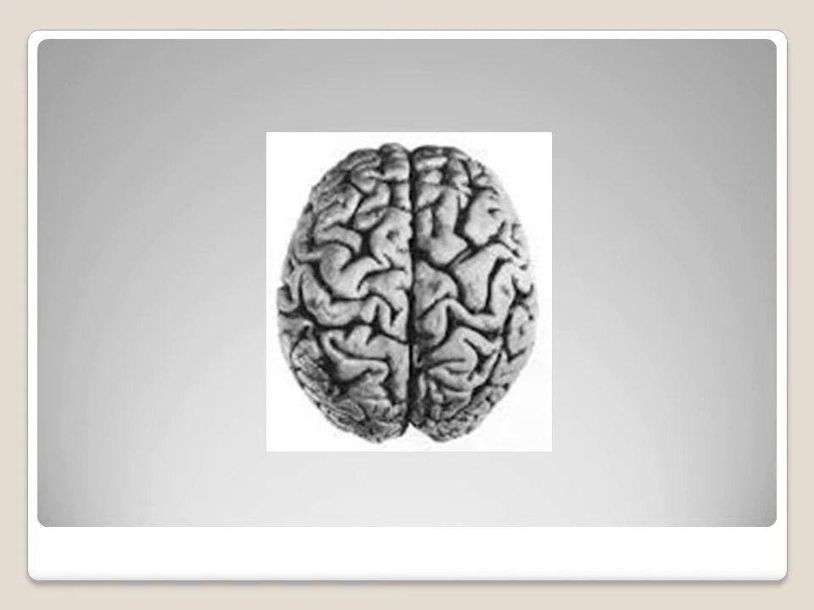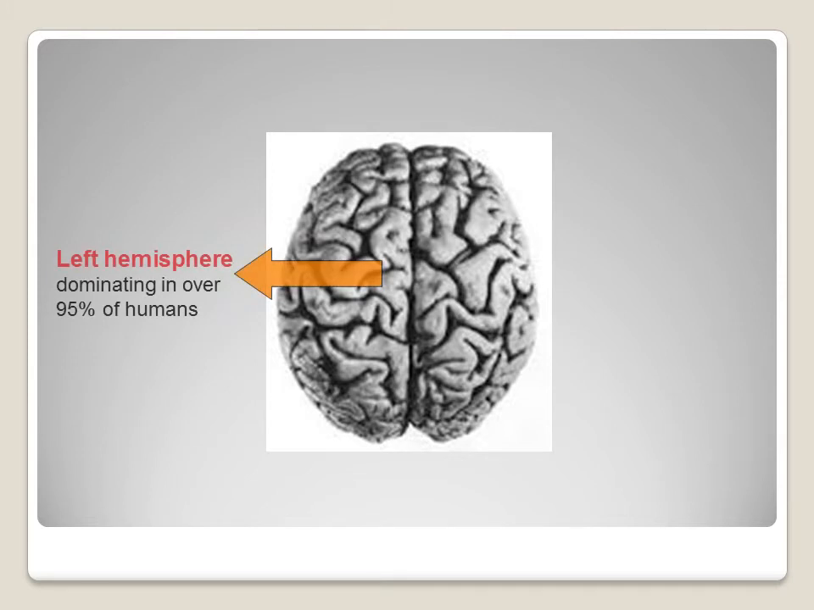In the human brain, the neocortex is the largest part of the cerebral cortex, which covers the two cerebral hemispheres and is made up of 6 layers. Without it, we can't understand or produce a language. In over 95% of humans, it's the left hemisphere that is dominating and required for language production.